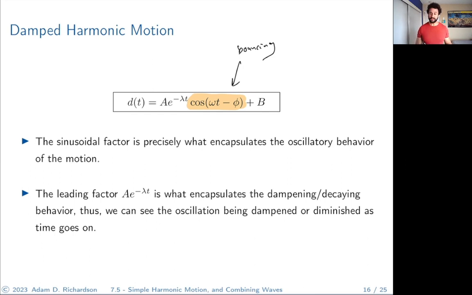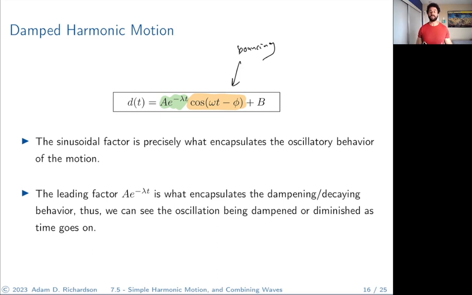Now, how do we describe the dampening part? Well, we're going to multiply that bouncing by a decay factor. Here, I'll use green, right here. So A times e to the negative lambda t, that's a decay factor. What does that part of the formula represent? It specifically describes the dampening behavior. Like I say down here, that leading factor encapsulates the dampening or decaying behavior. So just by looking at the formula, you can see that it's an oscillation that's being dampened by an exponential decay curve. That's what those two colored things represent.